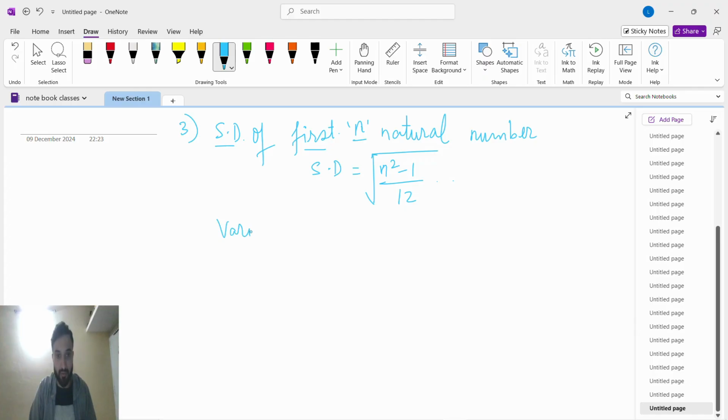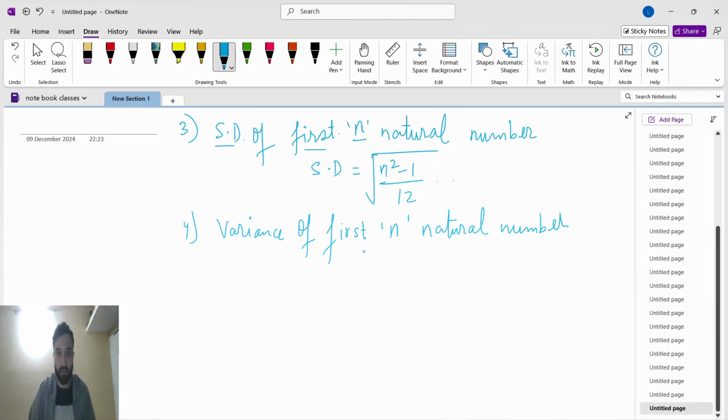Suppose in the examination they ask you the variance of first n natural numbers. The variance of first n natural numbers is (n square minus 1) by 12. Okay, this is the formula for finding the variance of first n natural numbers. So guys, remember, the formula is very important here.